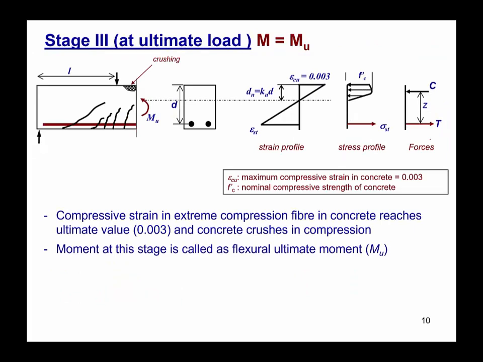the strain and the stress in this concrete and steel will further increase, and at some point the strain in the concrete will reach 0.003. That is, the compressive strain at the extreme compression fiber will reach 0.003. That is the crushing strain of concrete, and at that point the concrete on the extreme compression side will start to crush. So this is the point where we consider that the beam has failed.